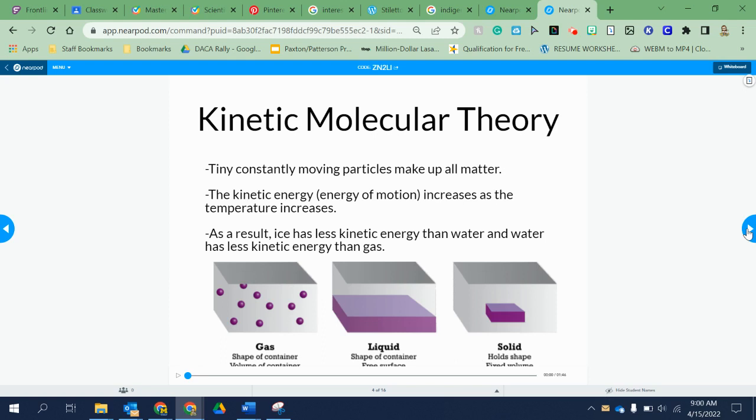Right. So that's what happens. That's why you don't want to put a can of bug spray or hairspray or something on heat, because eventually the particles have nowhere to go if it starts heating up, and it will just explode and shoot up like a bottle rocket. So the more heat you give something, the more the particles try to spread out. And if you don't give it enough space, it can actually blow up in one of these containers. So don't ever put a can of paint on top of a hot surface. But in this case, it says as a result, ice has less kinetic energy than water, and water has less kinetic energy than gas.